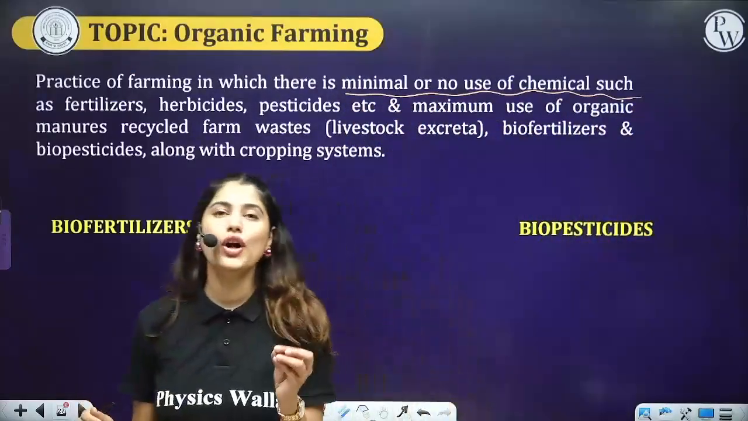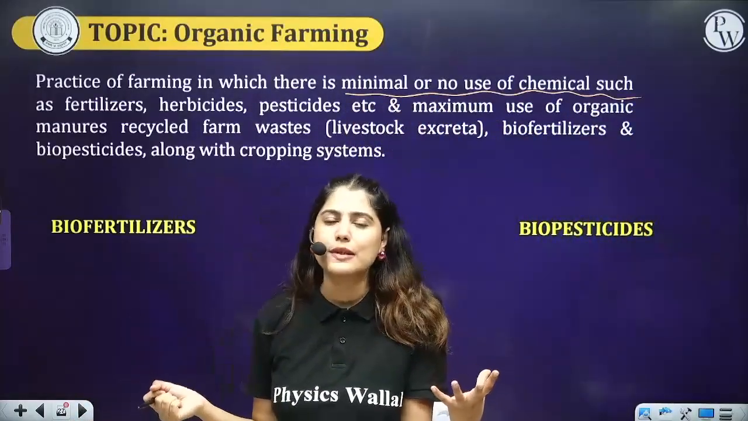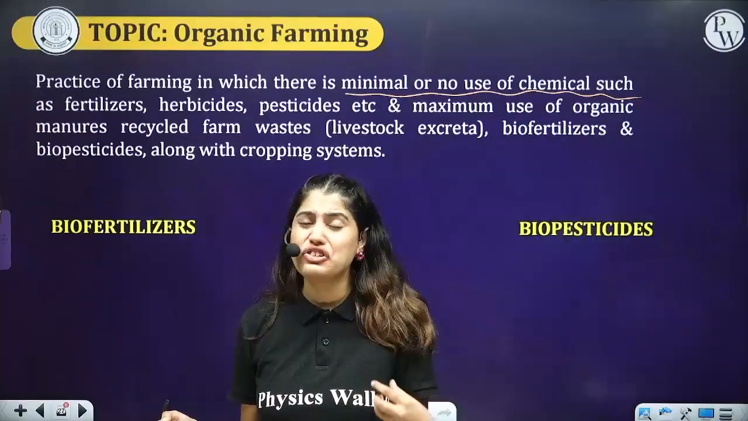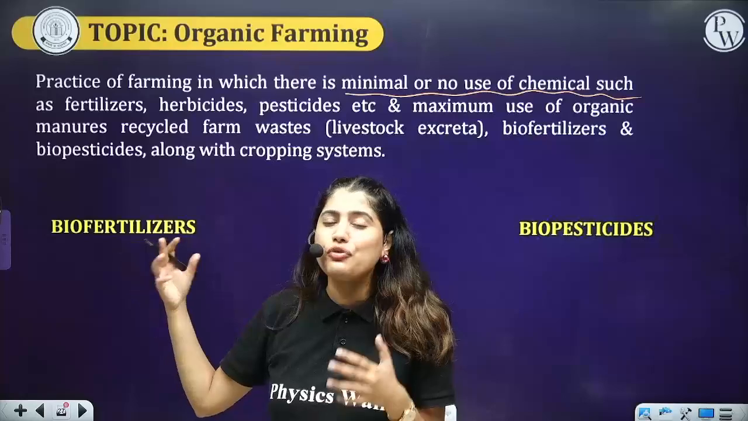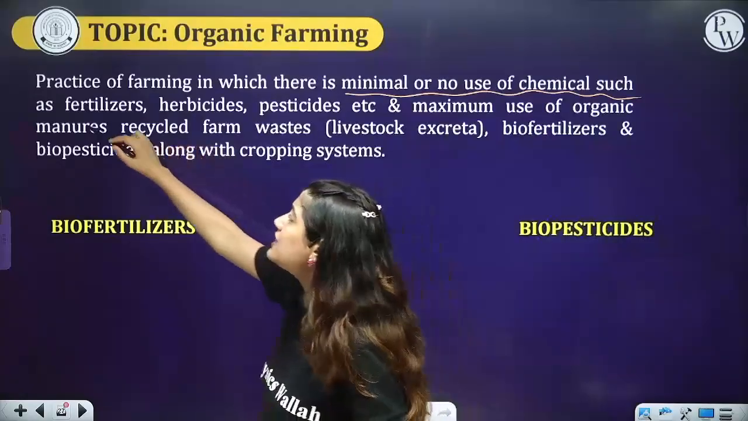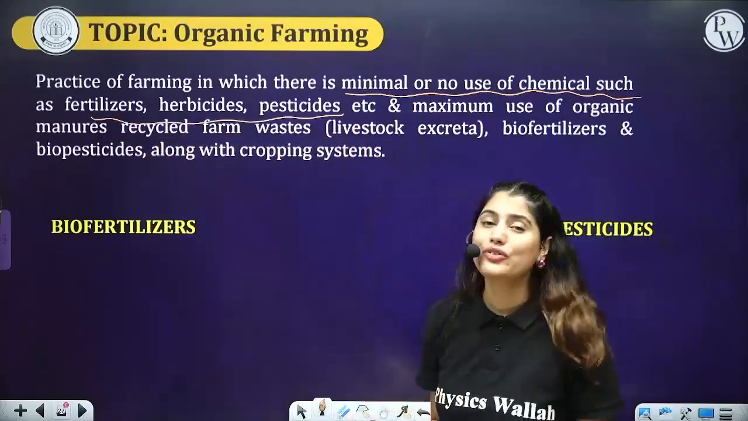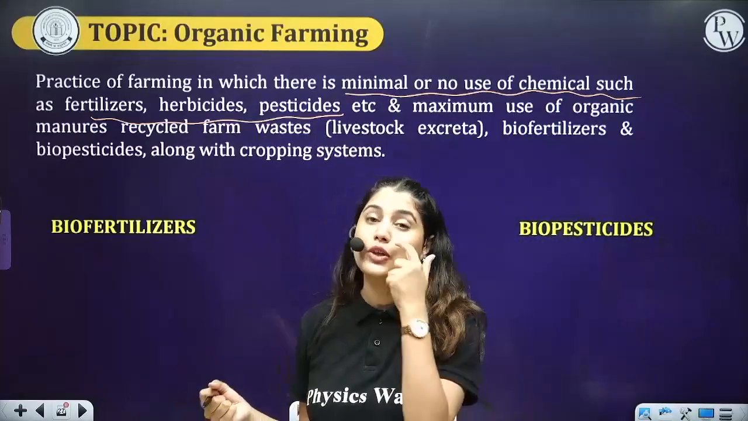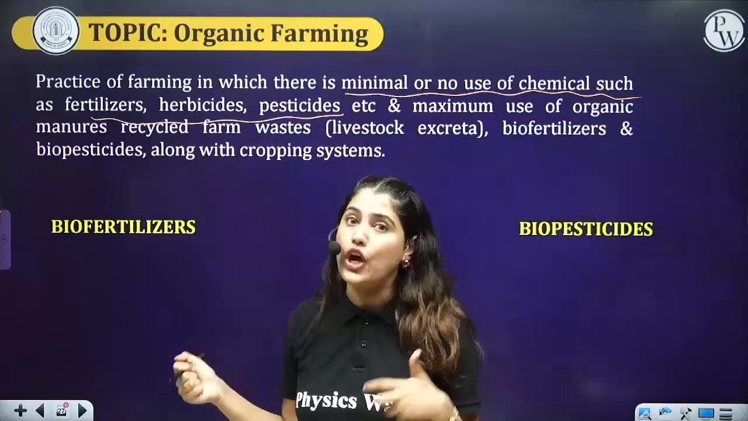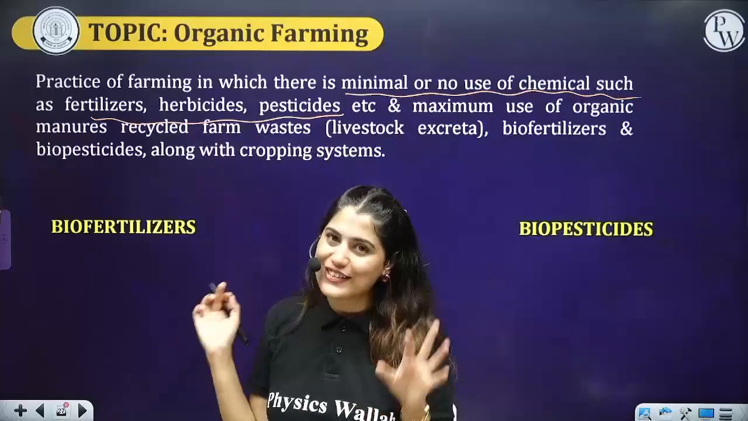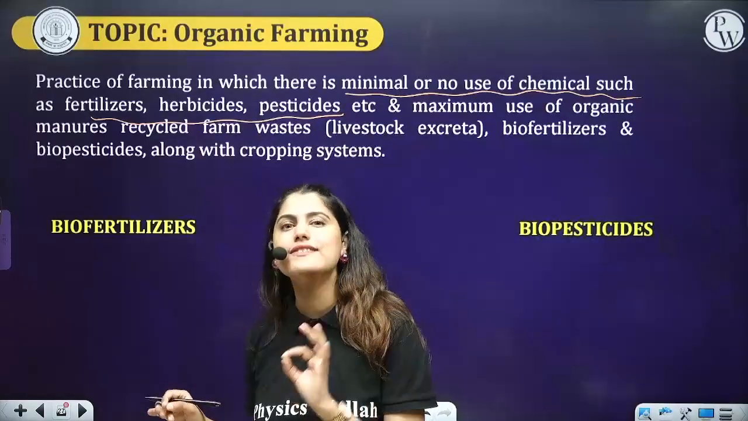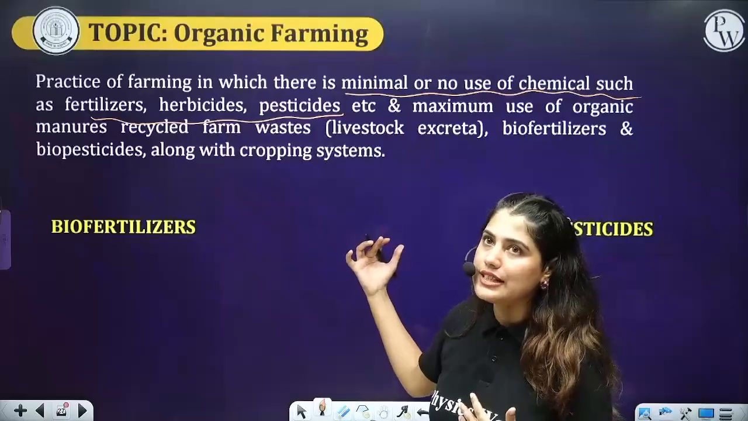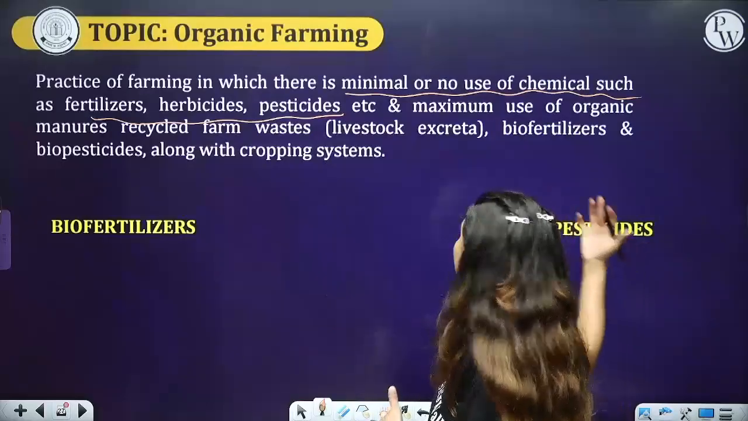Now if you are not using chemical substances like herbicides, insecticides, pesticides, or maybe fertilizers, then what are we using? We will be using manures. We will be using different cropping patterns. Now you will be like, ma'am, what are cropping patterns? We are going to discuss that also. So yes, we can use cropping patterns. And instead of these fertilizers and pesticides, we can use biofertilizers and biopesticides.